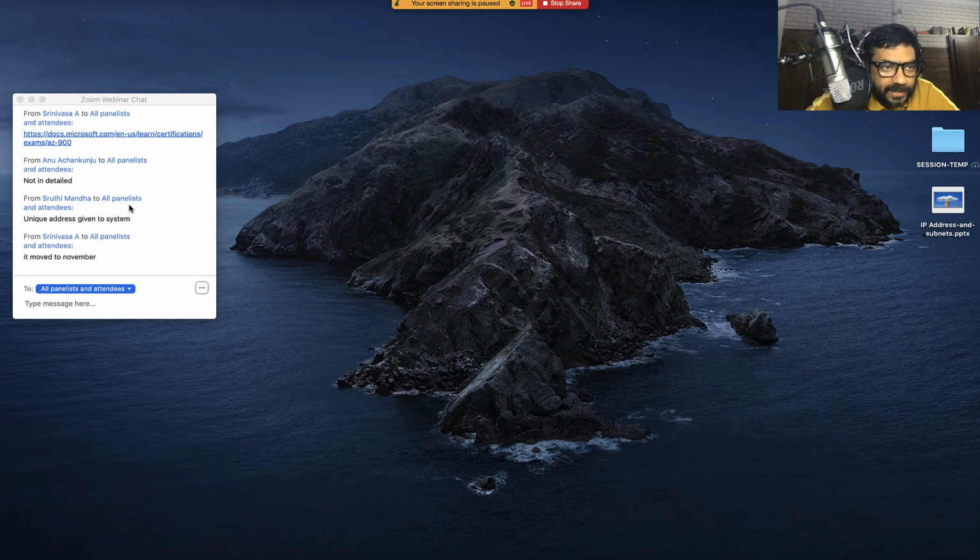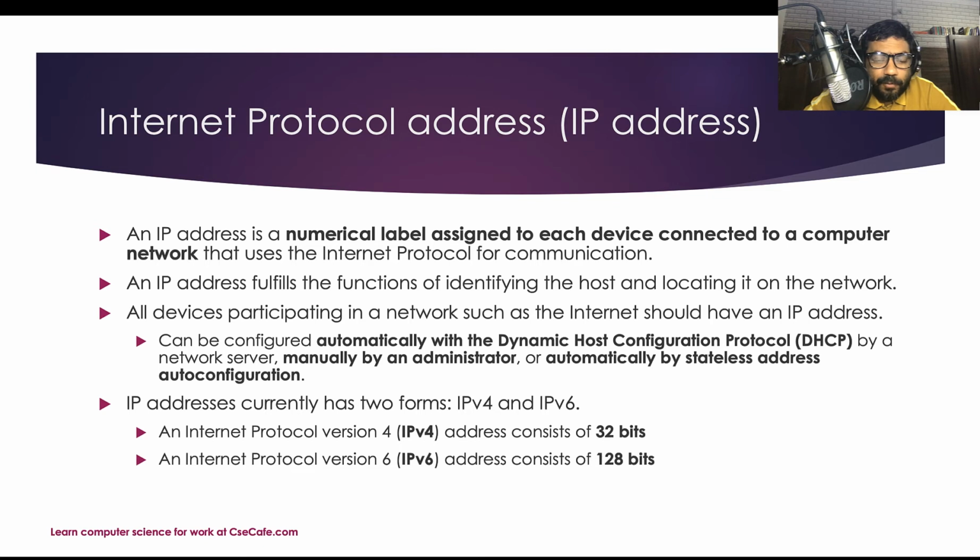Coming back to IP addresses, not in detail: a unique address given to a system. An IP address is a numerical label assigned to each device connected to a computer network that uses Internet Protocol for communication. Some of these things you will understand only if you understand all the layers of the OSI model. We will learn the layers of the OSI model in a different session in detail, but knowing IP addresses, CIDR and subnets is enough for working with cloud at this moment. But we will learn everything, and the more we learn, the better we can work on cloud or anything around those areas, especially related to networking.